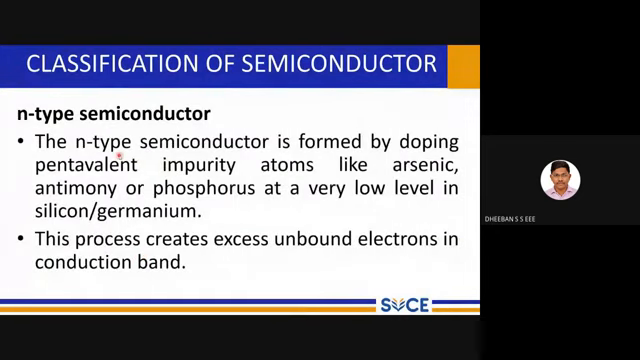So the N-type and P-type is divided based upon the impurity atoms. So what are the impurity atoms we are doping? Based upon that, this N-type and P-type is classified. If you are adding a pentavalent impurity atom, like arsenic or antimony or phosphorus, at a very low level in silicon or germanium, these are the impurities, and this is the semiconducting base. If you are doping these impurities over this base, then it corresponds to the N-type.